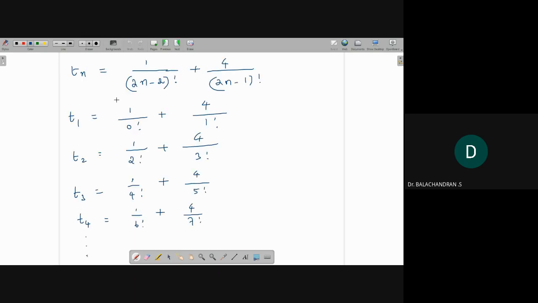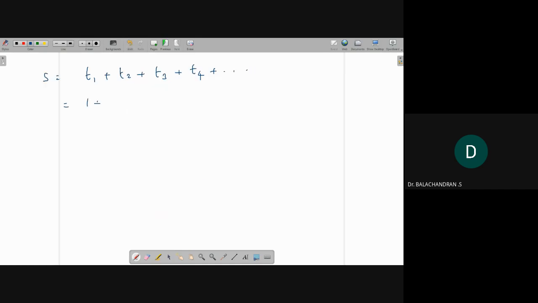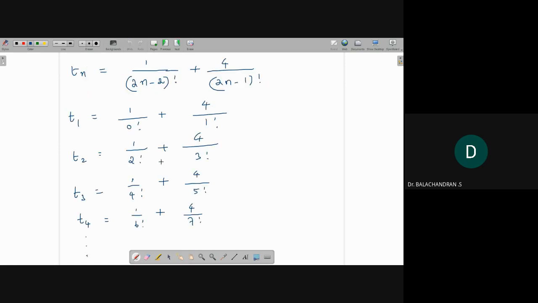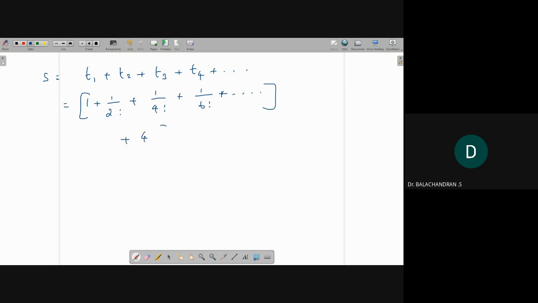If you add vertically, you'll have 1 plus 1 by 2 factorial, plus 1 by 4 factorial, plus 1 by 6 factorial and so on. Okay, and then here, if you add vertically, if you take 4 commonly, you have what? 1 by 1 factorial, 1 by 3 factorial, 1 by 5 factorial, and so on.